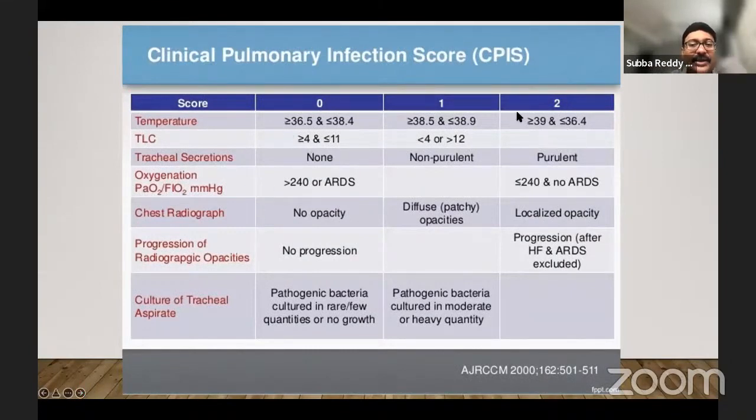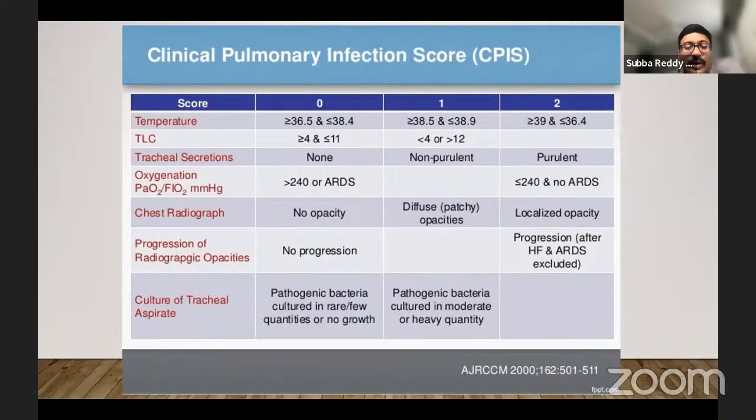based on temperature, if the temperature is high, you give 2 points. Based on TLC, based on the secretions, tracheal secretions, whether they're purulent or mucoid, and based on oxygenation, you give a score. Based on the chest X-ray, if you have a localized opacity, then that is VAP. And progression of the radiological opacities, then you give high scores.